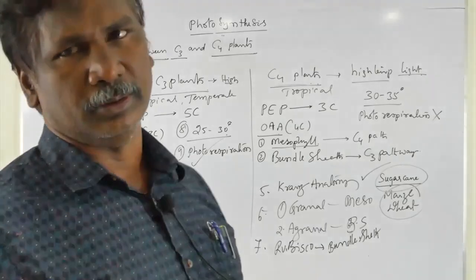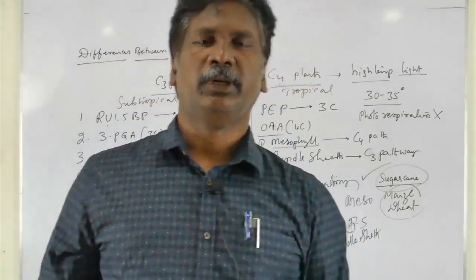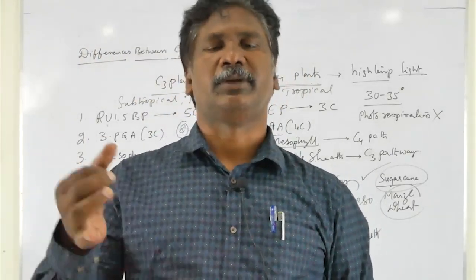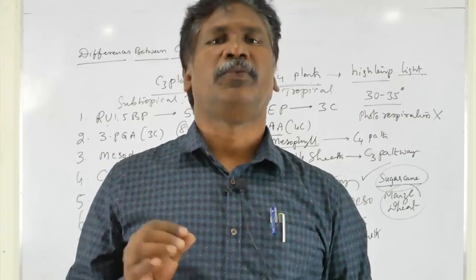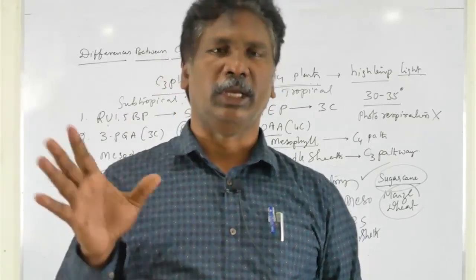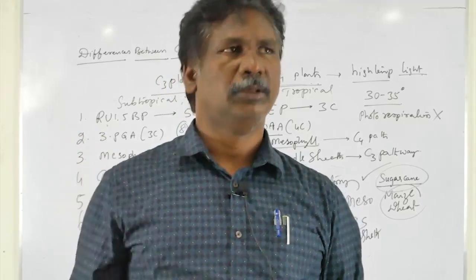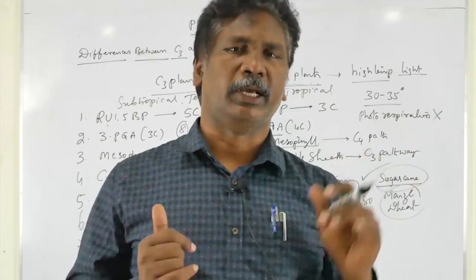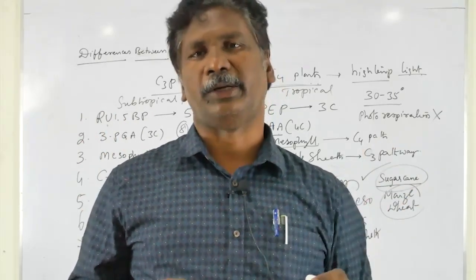Next we are going to another topic. In this one there are only 2 topics. One is called C2 cycle. That C2 cycle is also called photorespiration. This type of photorespiration is only present within the C3 plants. It is completely absent within the C4 plants.